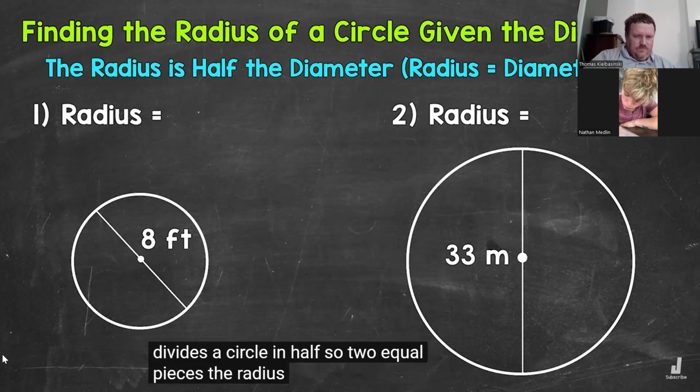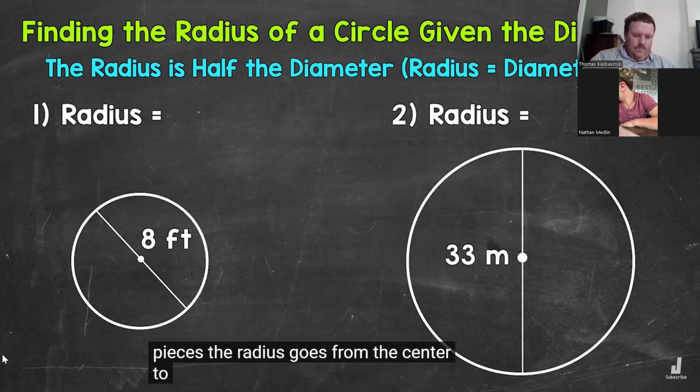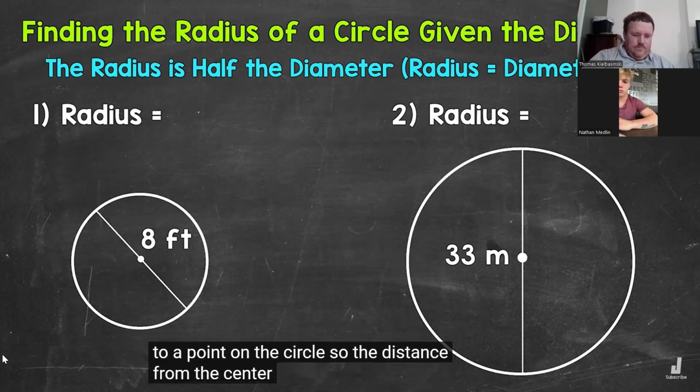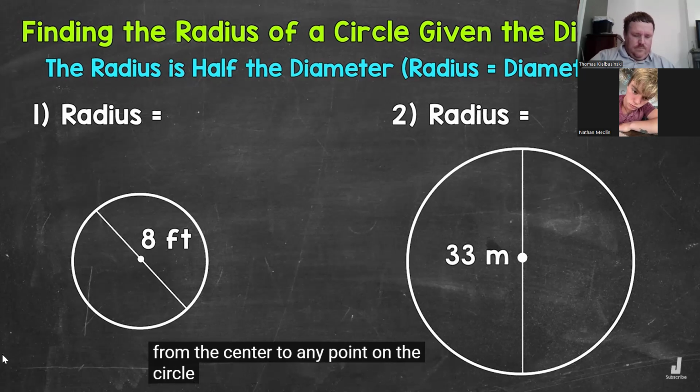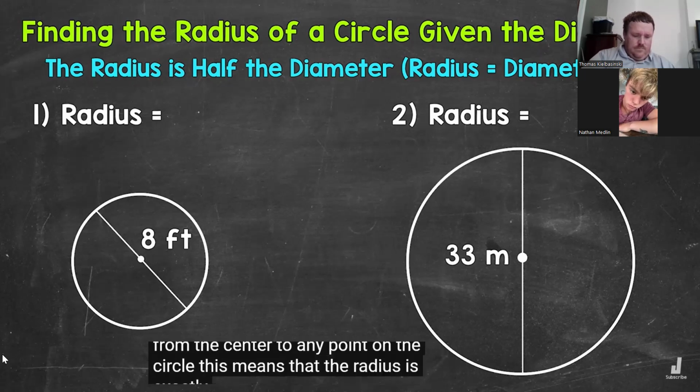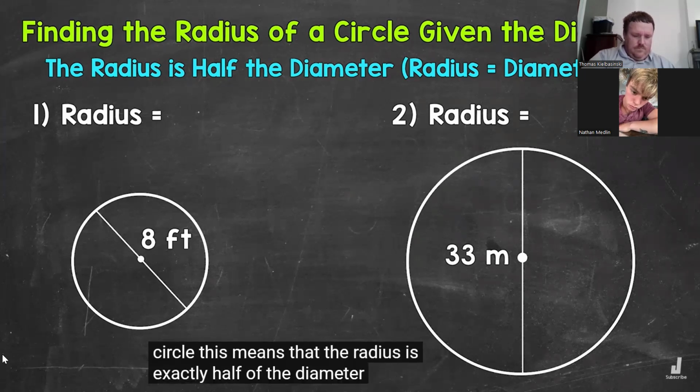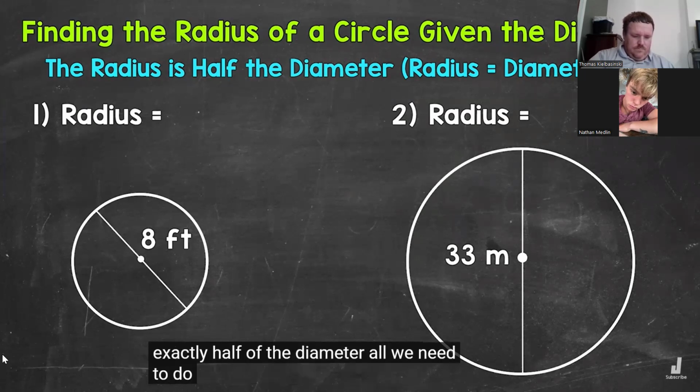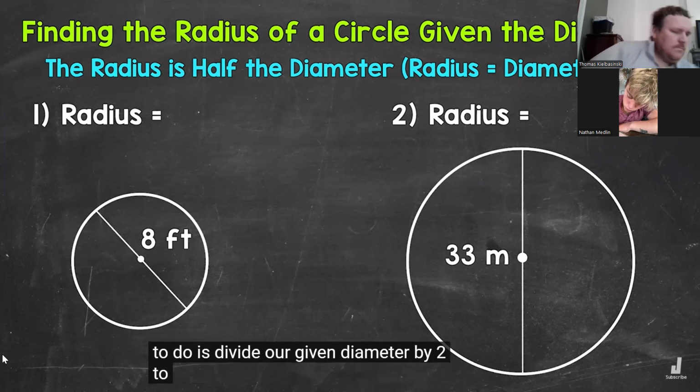The radius goes from the center to a point on the circle, so the distance from the center to any point on the circle. This means that the radius is exactly half of the diameter. All we need to do is divide our given diameter by 2 to get the radius.